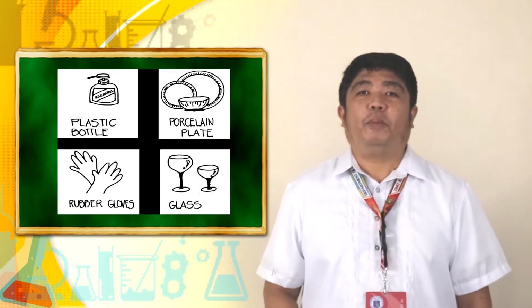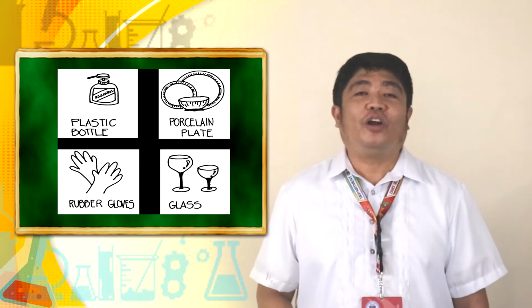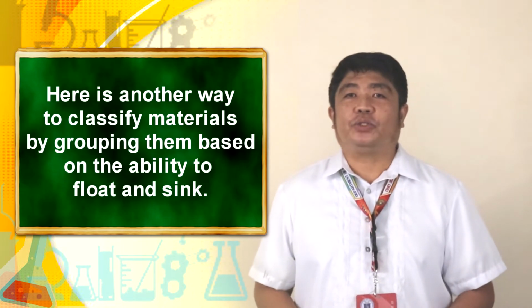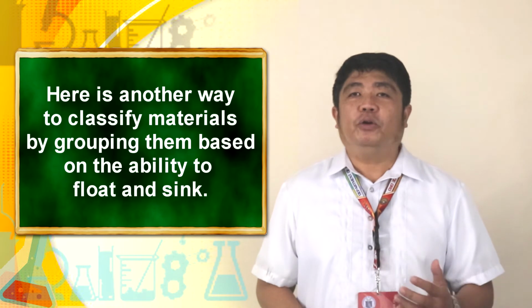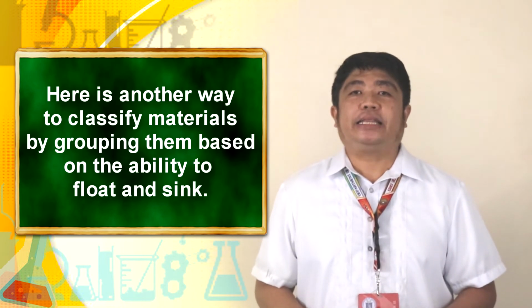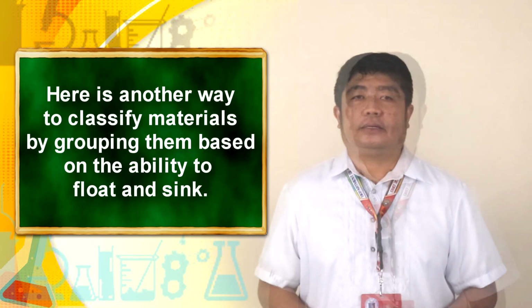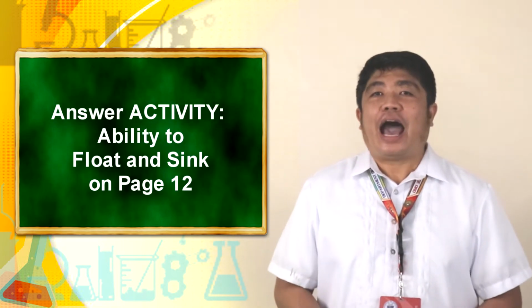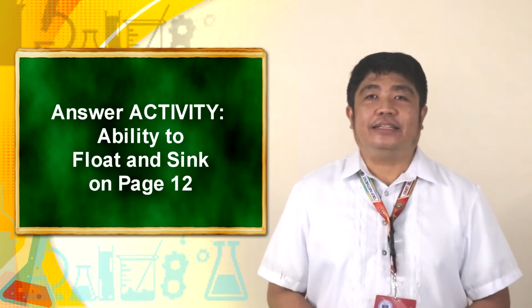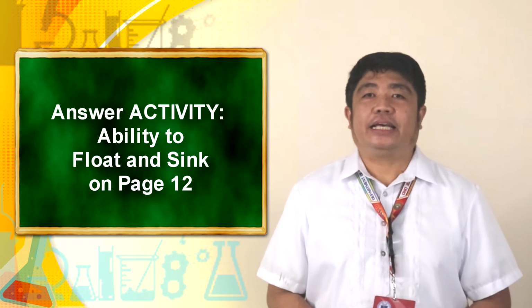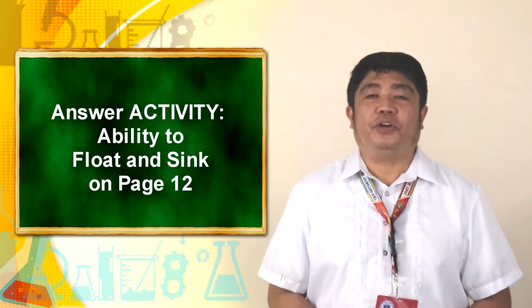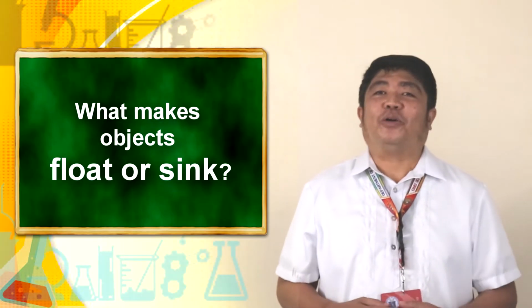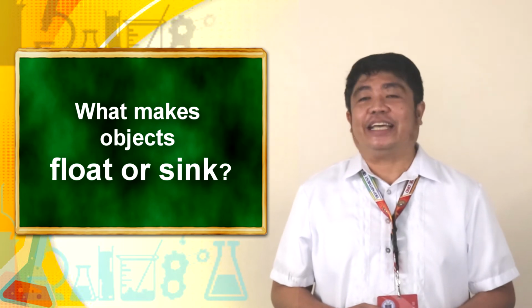Now that you know how materials absorb and do not absorb water, here is another way to classify materials by grouping them based on the ability to float and sink. Now, answer activity entitled Ability to Float and Sink found on page 12 of your module. Do you know what makes objects float or sink? Let us find out what makes objects float or sink.